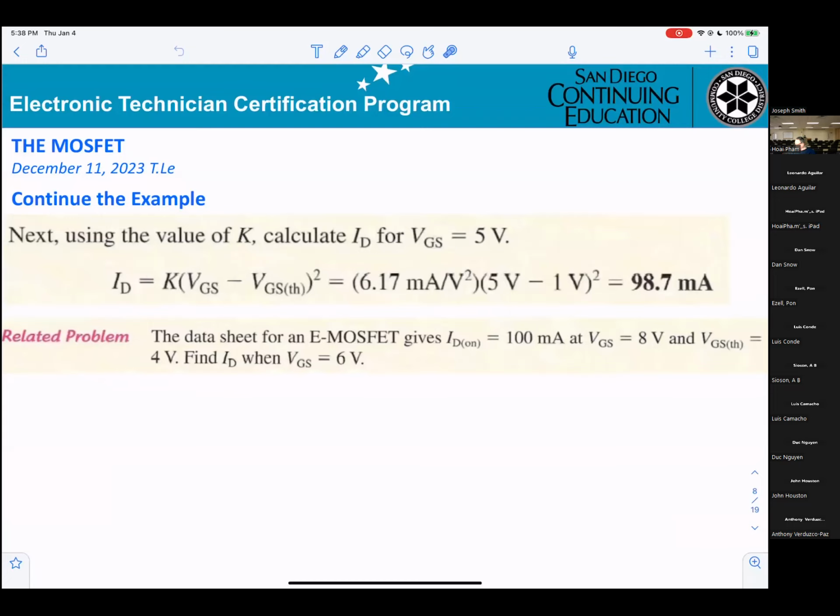And a sample problem. The data sheet for an E-MOSFET gives ID(on). You see that? That goes with the MOSFET and VGS equal 8 volts, VGS equal 4 volts. Find ID when VGS equals 6 volts. Okay, same thing as the example. The only thing is you have to calculate K first. And after you get K, then you can calculate the ID.